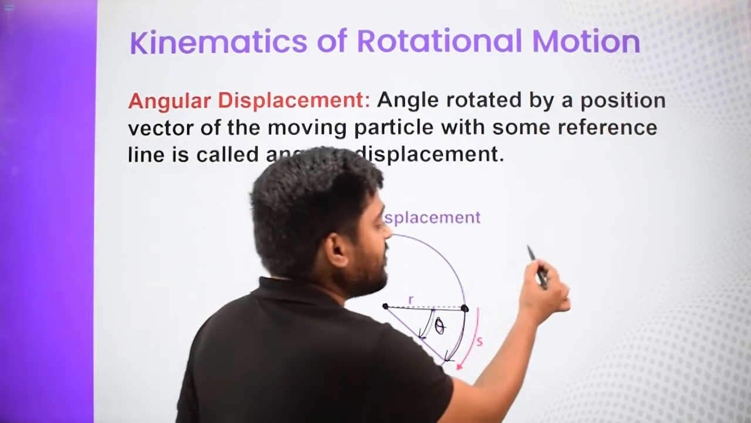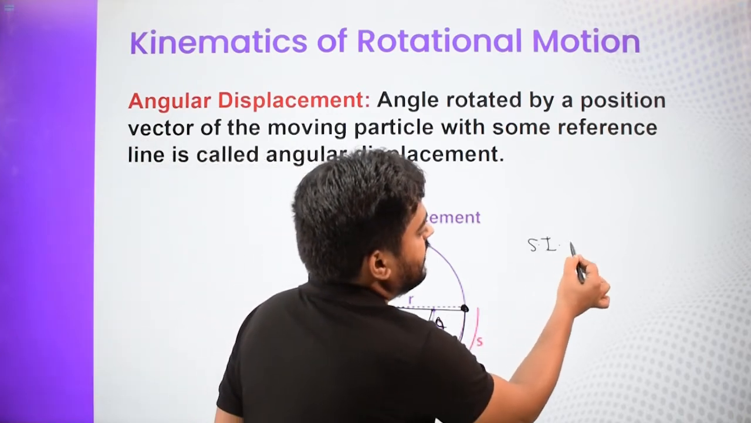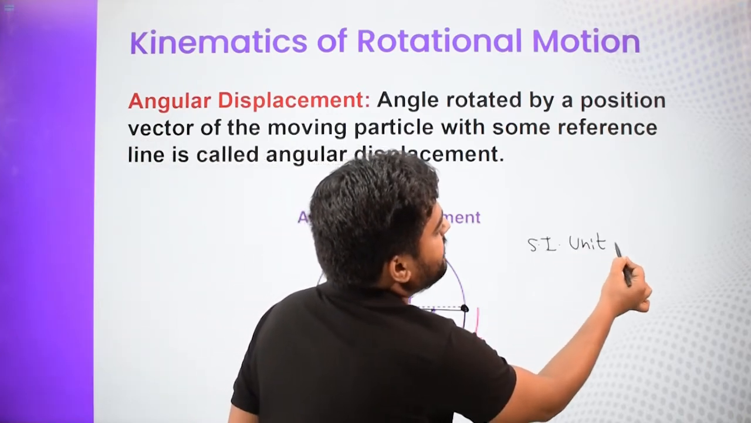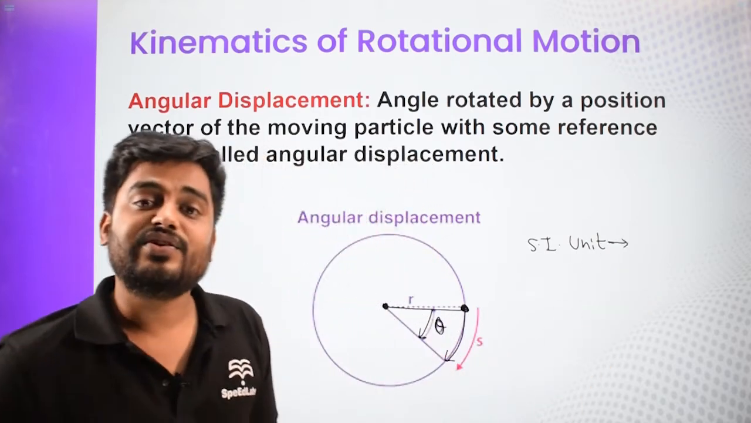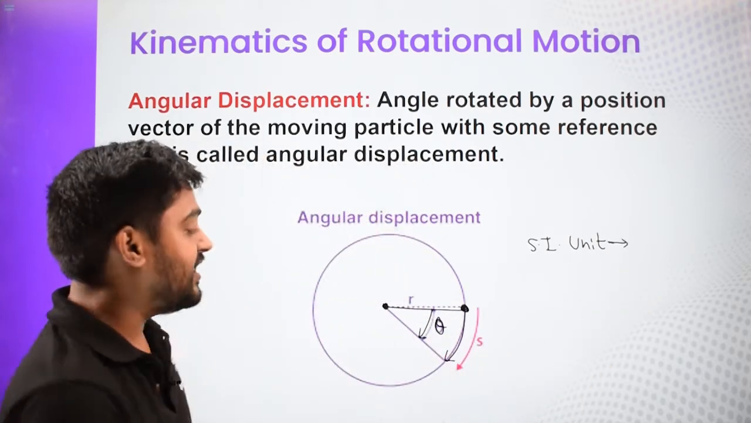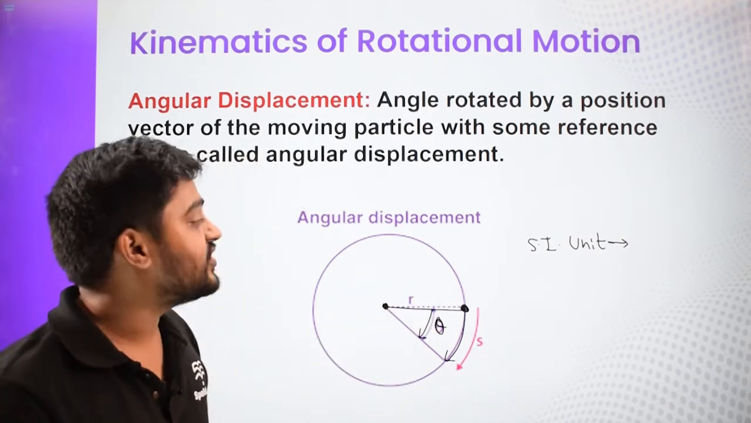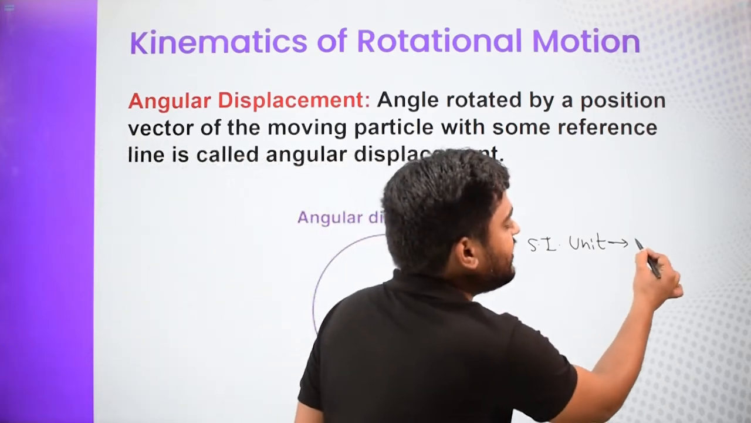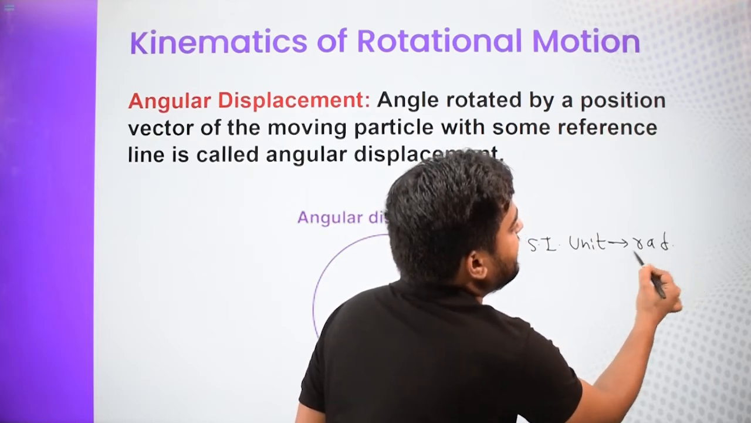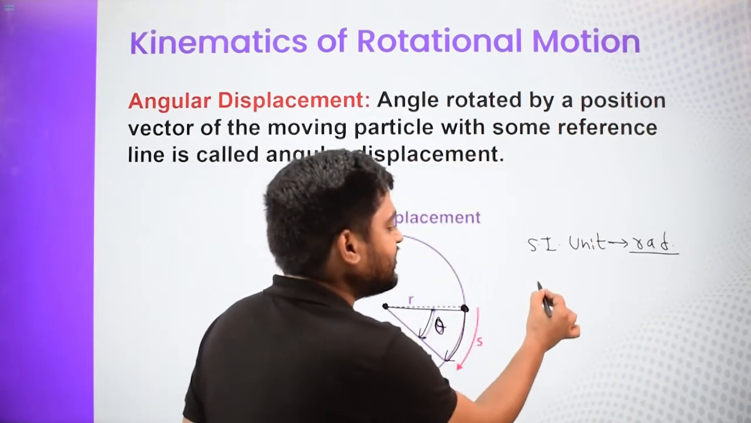So if we talk about SI unit, its SI unit is same as the normal SI unit of an angle. It is just an angle, right? But just with a reference line. So our reference line is rotating by how much? So this is just an angle, and SI unit of all the angles is basically radians. Now it is a vector quantity.